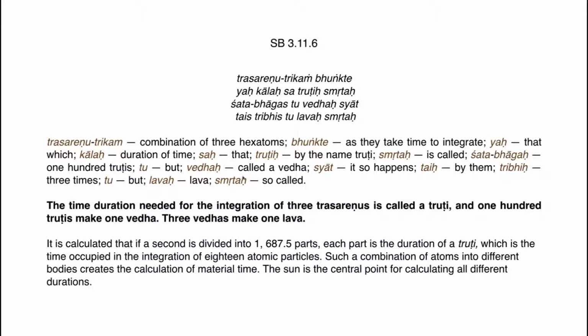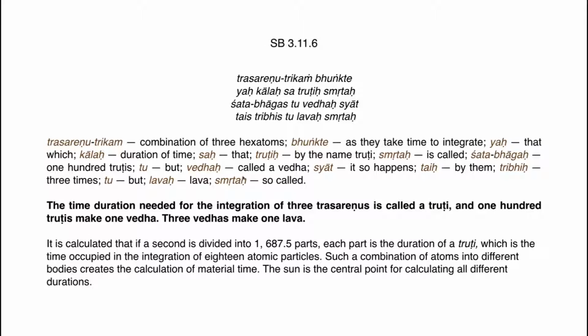Such a combination of atoms into different bodies creates the calculation of material time. So just see, the combination of all these atoms is how time is manifest in this material world. So the sun is the central point for calculating all different durations. Okay, let's go to the next one.